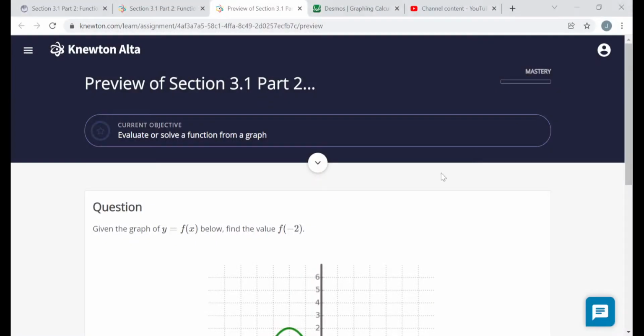Hello everyone. This video is on the Knewton Alta assignment, section 3.1, part 2, called Function Notation. In this video I'm going to be going over a preview version of this particular assignment.